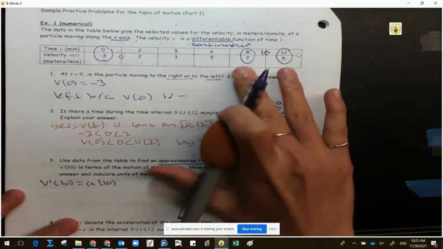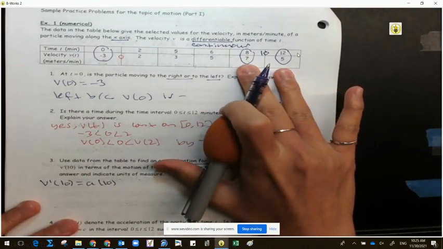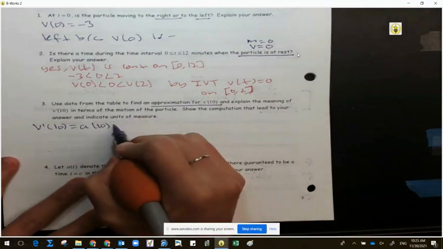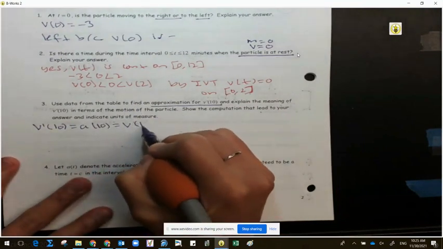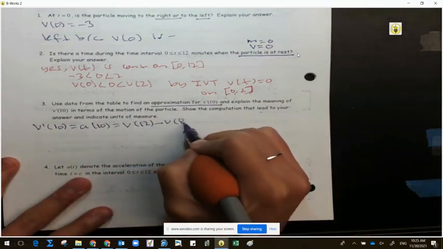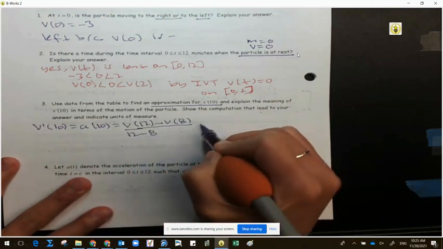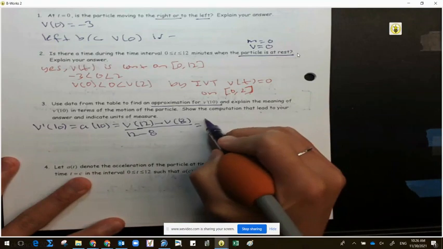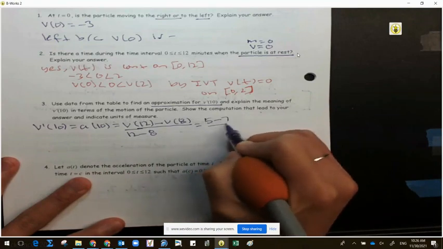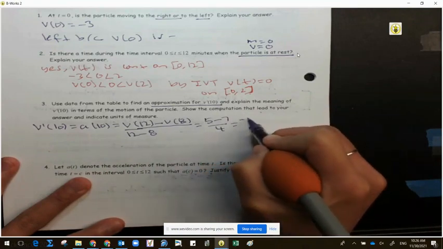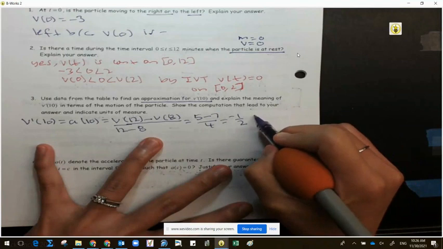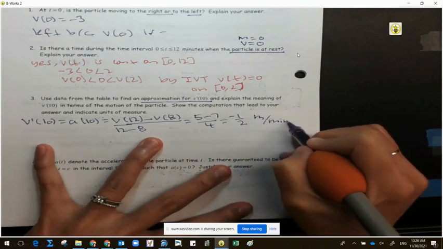So if I find the slope between the velocities, that is our acceleration. So let's write on here V of 12 minus V of 8 over 12 minus 8. And that's going to give us 5 minus 7 over 4, which is negative 1 over 2. In our units, it's going to say meters per minute squared.